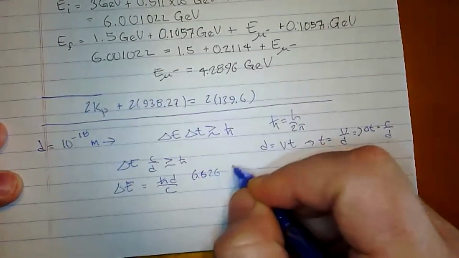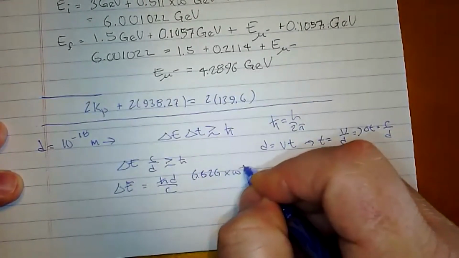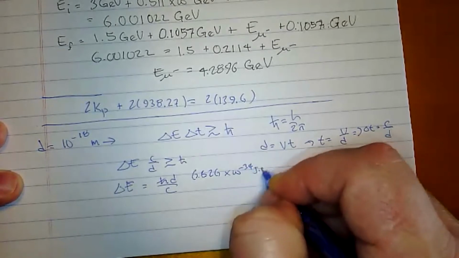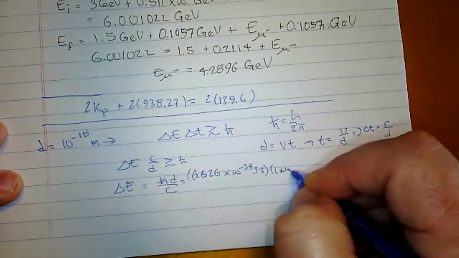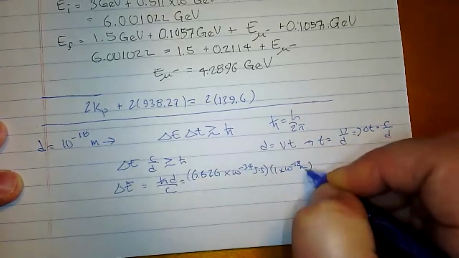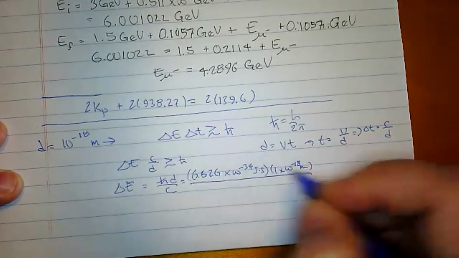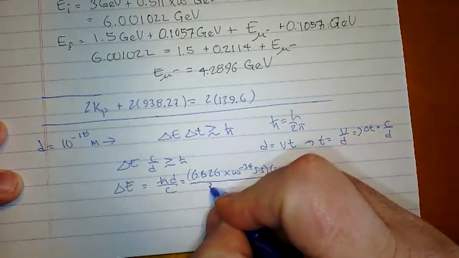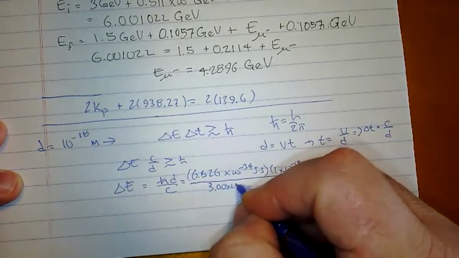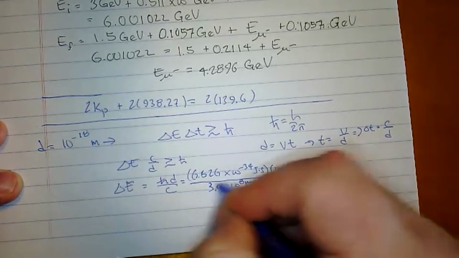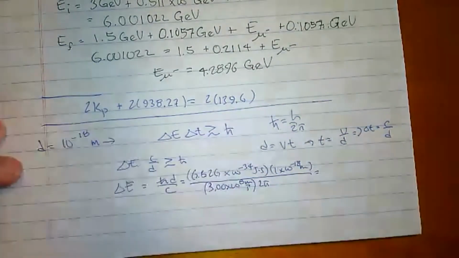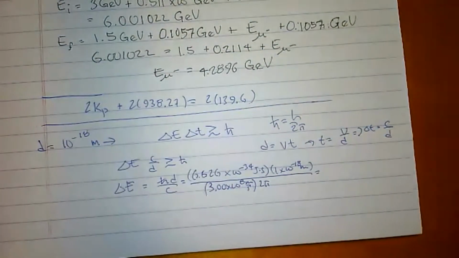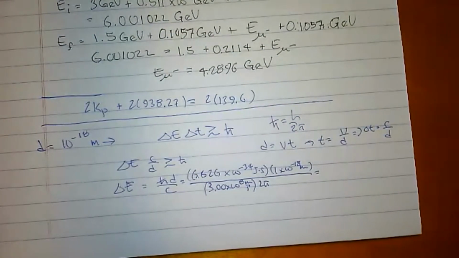6.626 times 10 to the negative 34th joule seconds times 1 times 10 to the negative 18th meters times 3.00 times 10 to the 8th meters per second. And then I've got to remember the 2 pi, of course. And then I'll have to convert that to electron volts and giga electron volts or mega electron volts, whatever's fitting.